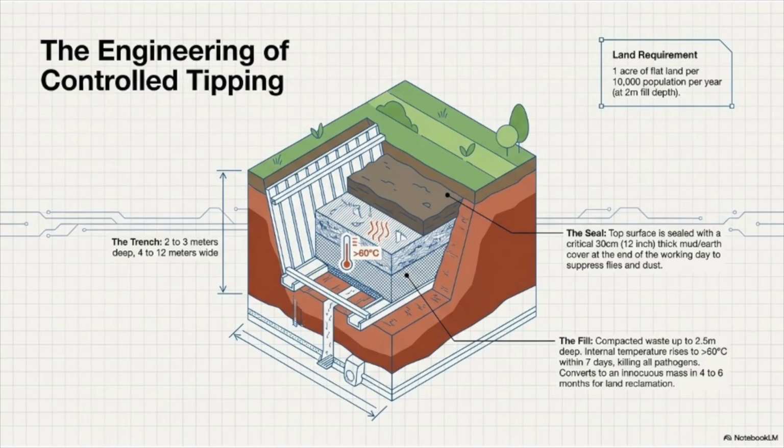This means controlled tipping requires careful advance planning since suitable flat land must be identified and reserved well ahead of time. Compared to open dumping, controlled tipping has minimal environmental impact since it prevents flies, controls odors, avoids fires, and simultaneously helps reclaim usable land for the community. This is exactly why controlled tipping, also known as sanitary landfill, is considered the most satisfactory and practical method of waste disposal in situations where suitable land is available.